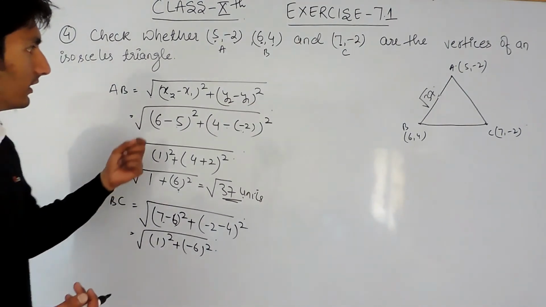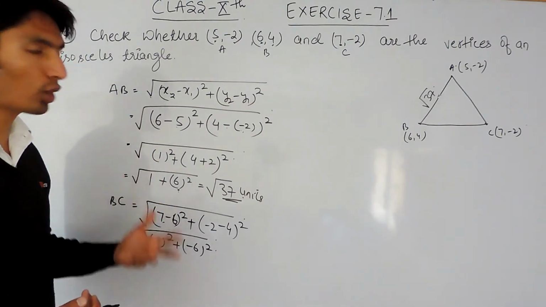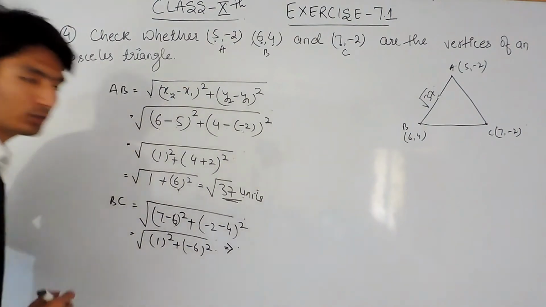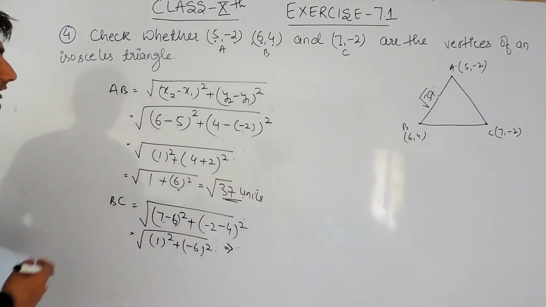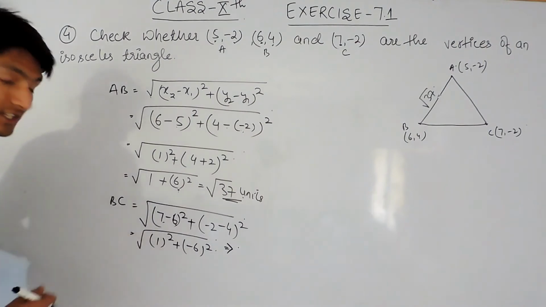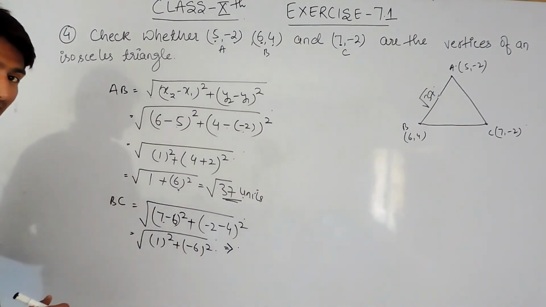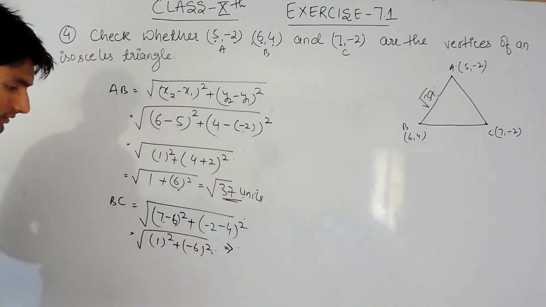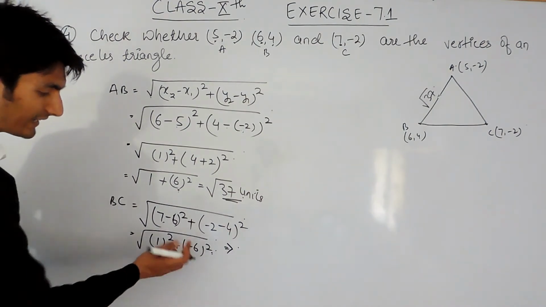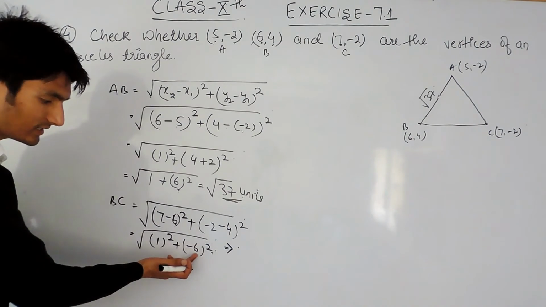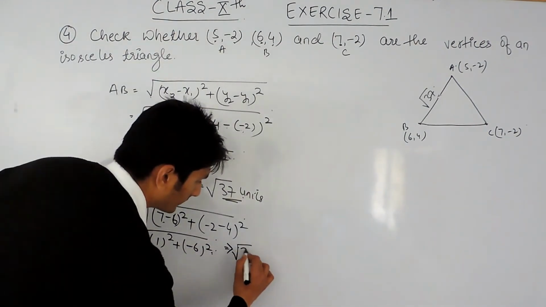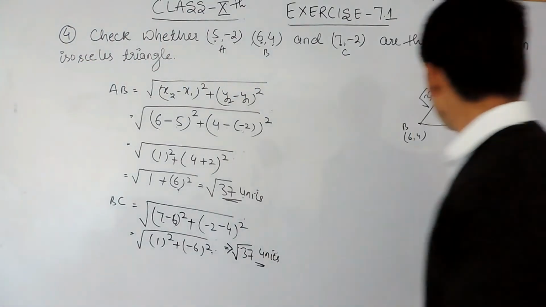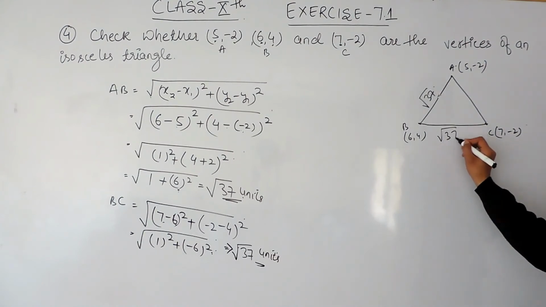Otherwise you will end up getting wrong answers. So it is important that you pay attention to these small things in these chapters. So 1 square is 1 and minus 6 square is 36. This will become plus 36 because the power is even, and whenever the power is even, the sign gets changed. So 6 square is 36, plus 1 is root 37 units. So here the distance between BC is again root 37.